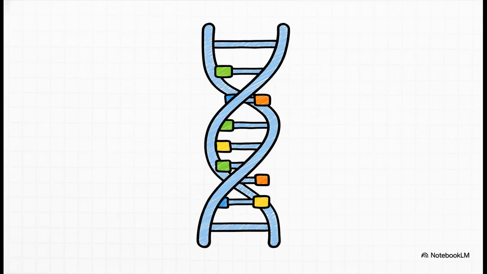And this is the shape they figured out. The best way to picture it is a ladder that someone grabbed at both ends and twisted. The long, strong sides of the ladder are made from those sugar and phosphate parts we talked about. And the rungs of the ladder? Those are base pairs. A connected to T and G connected to C, holding the two sides together.